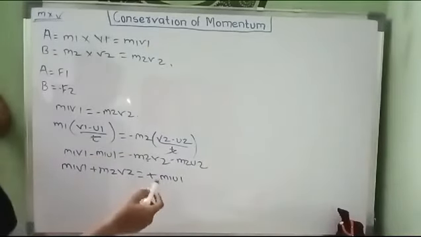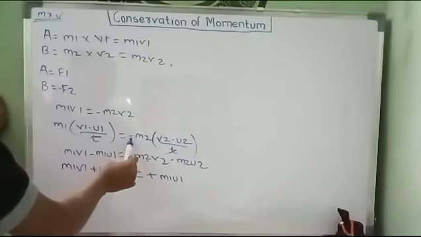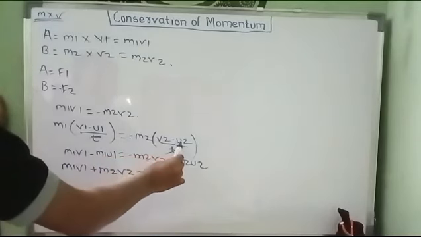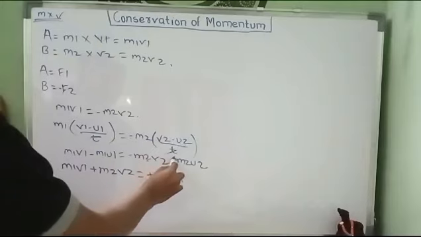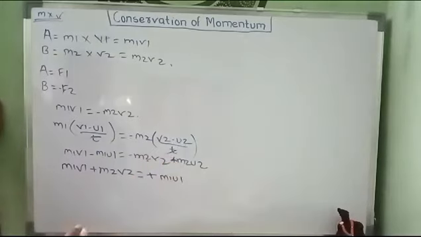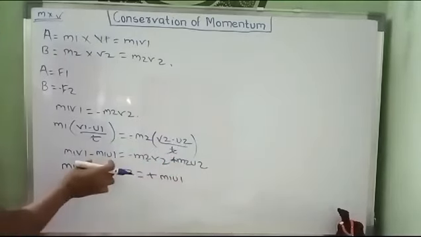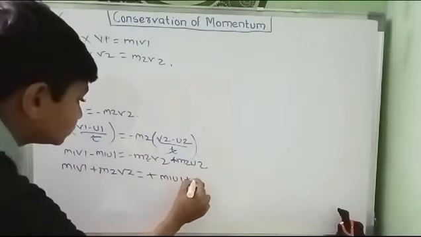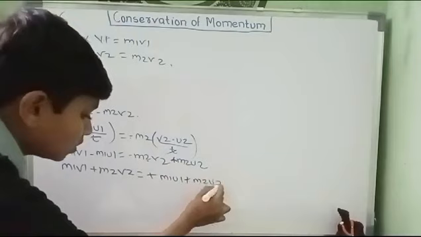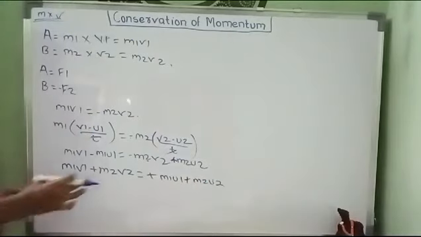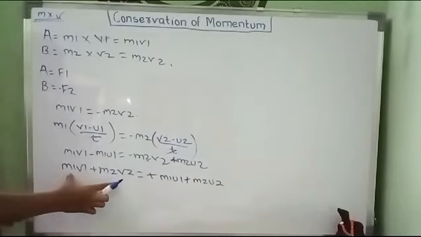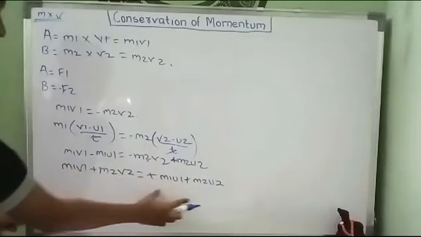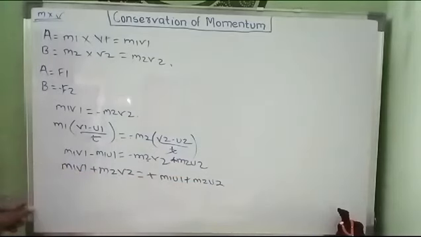Here is a small mistake. When we multiply minus m2 by minus u2, it becomes plus. Then m1 u1 is there, and m2 u2 is still there. So the initial momentum before collision and after collision is the same. So here momentum is conserved.